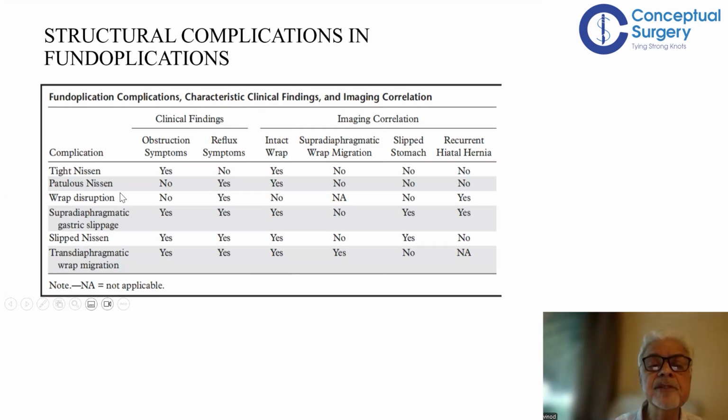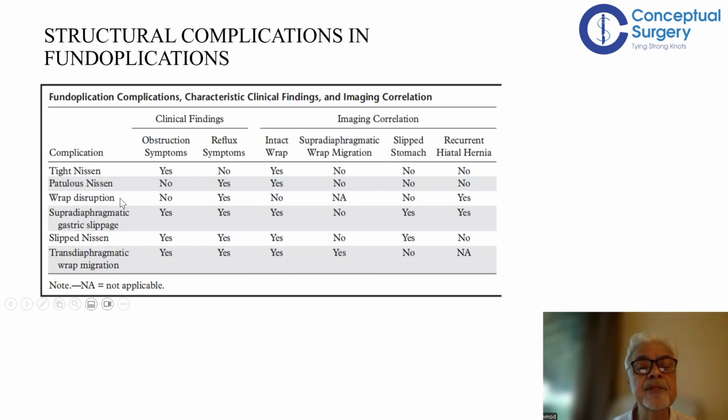If it is a patulous Nissen, that would mean the fundoplication is very loose. There will be no obstructive symptoms, but the reflux symptoms will continue, because the purpose of creating this valve has not been served. The wrap is intact. It is subdiaphragmatic in position. It has not slipped around the stomach, and there is no recurrent hiatal hernia, that is, it has not moved into the chest cavity.